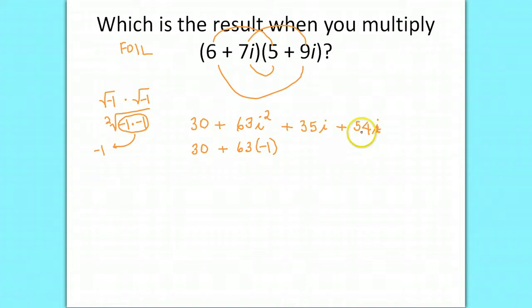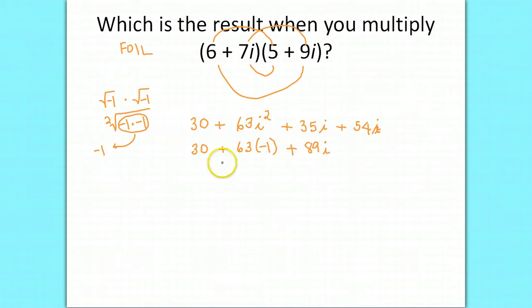And then here, just think of this as 35x plus 54x, and ask yourself, what would you do? What you would do is just add the 35 and the 54, and that would give you 89. And you just put the x at the end, so the i works the same way. You just stick the i on at the end like that.